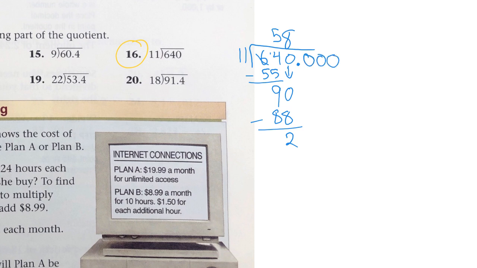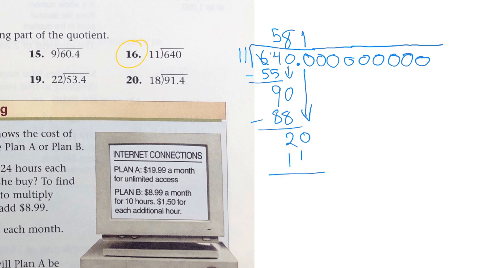I'll just add 3 just for fun. You can add as many zeros as you want, and it's still 640. So let's bring the next 0 down. Now we have 20. 2 times 11 would be 22. That's too much. So about 1 times 11. 1 times 11 is 11, and we're left with 9.